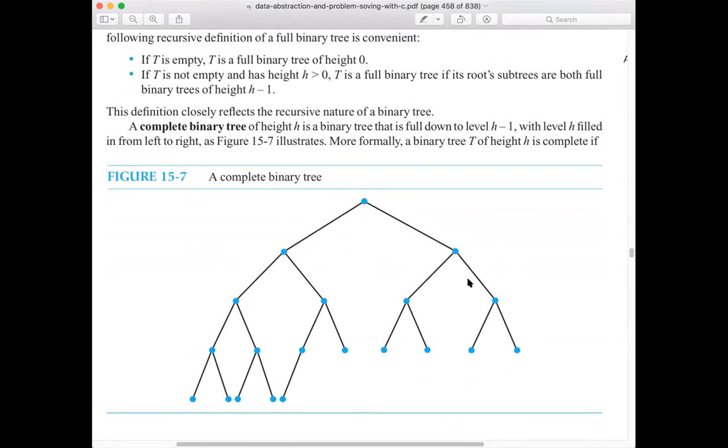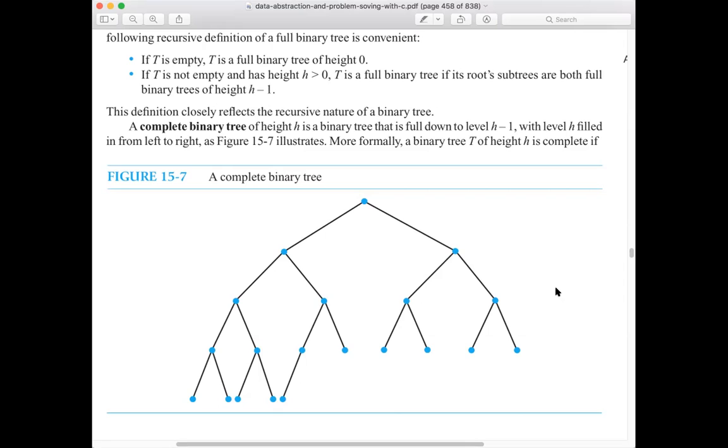So you can almost just look at the picture and have me just shut up for a second and understand what a complete binary tree means. Any questions about what a full binary tree is and what a complete binary tree is?